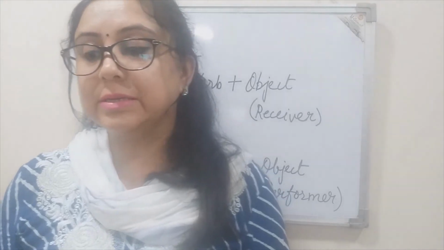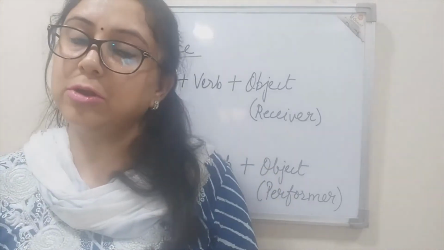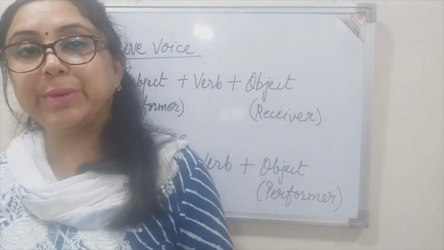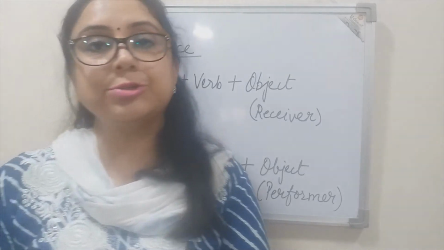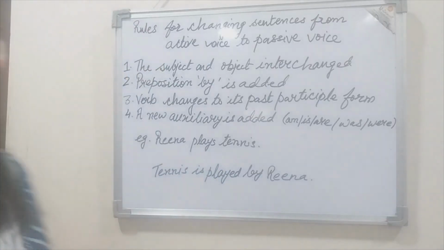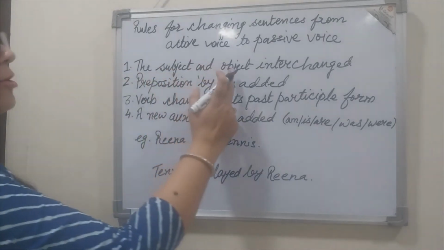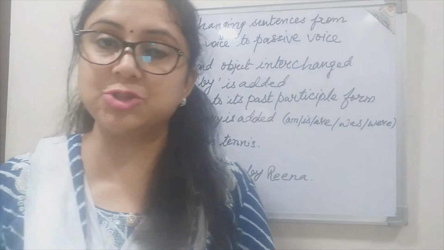Now further, we'll take a look at the rules which are followed when we change sentences from active voice to passive voice. The first rule says the subject and object interchange. So this is what we discussed just now.